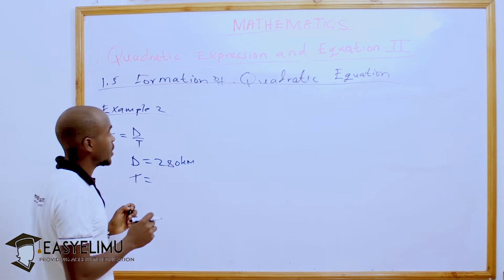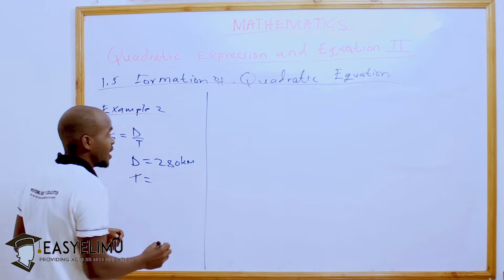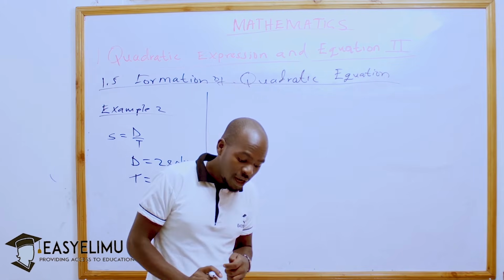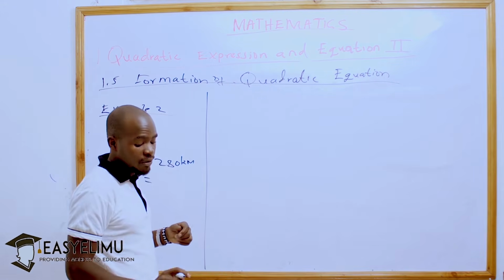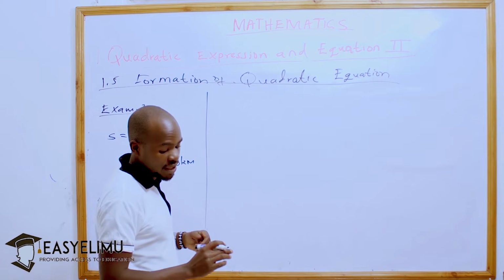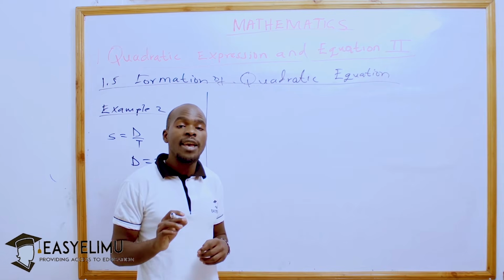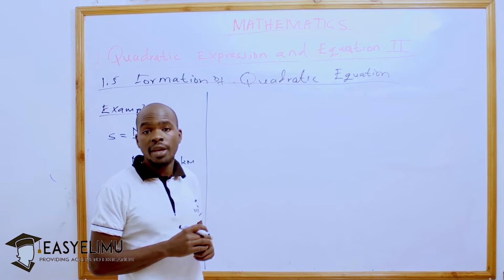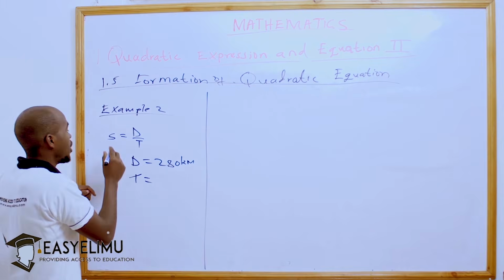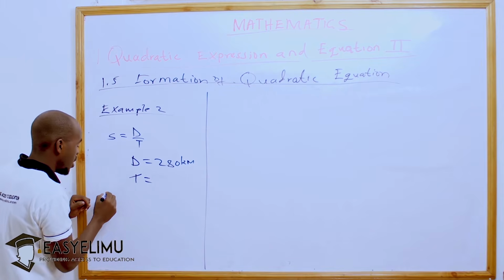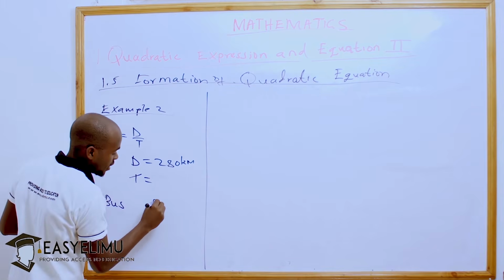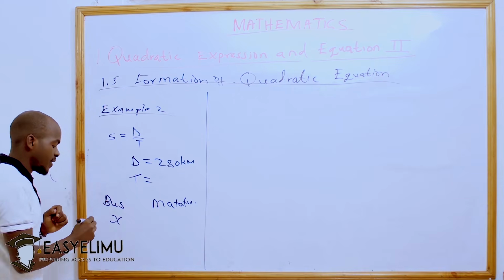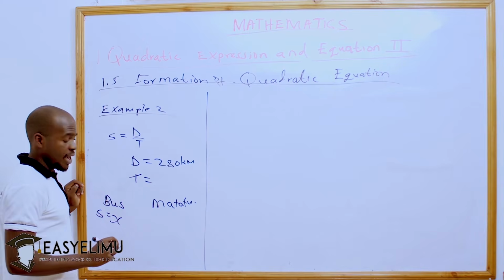So we can do that still by forming a quadratic equation, and we shall say, since we have been told a bus and a matatu are traveling from Nairobi to Nakuru, a distance of 280 kilometers, let the speed of the bus be x. Let the speed of the bus, now we are dealing with the bus and matatu, be equal to x.